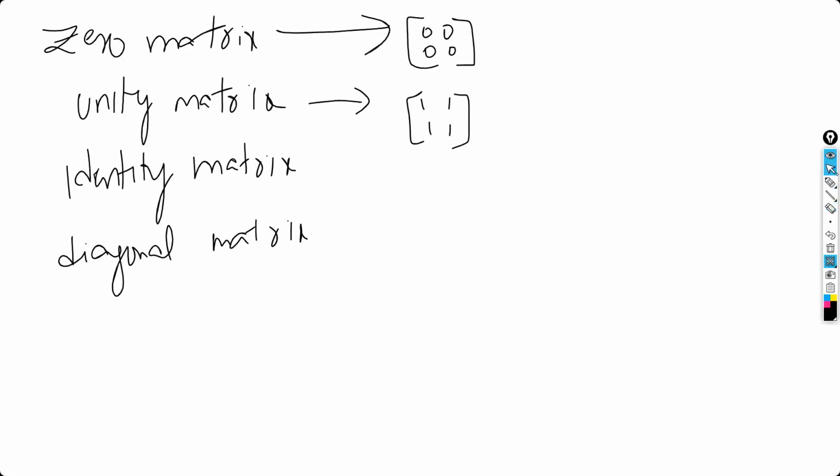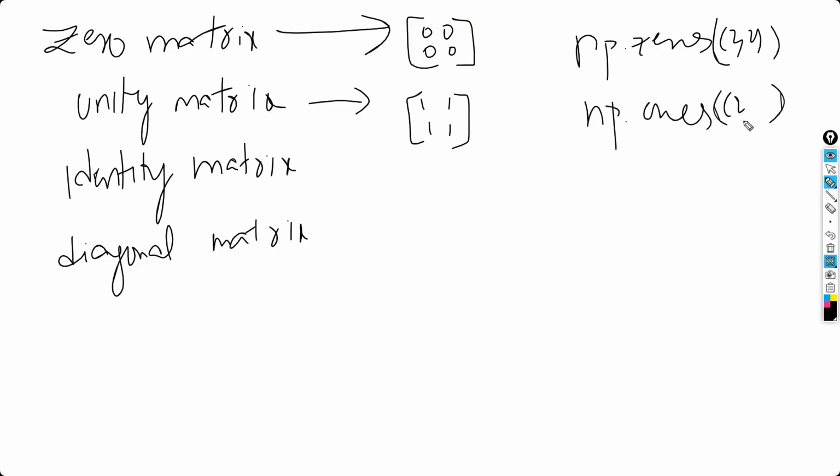What is the function for this? np.zeros. And you have to write 2 by 2, which means you are going to get a 2 by 2 matrix. If you write 3 by 3, you get 3 by 3. 4 by 4 means 4 by 4. Or 1 by 3 means 1 row with 3 columns. The choice is yours. What is the function for the unity matrix? np.ones. Already you are familiar with these two.